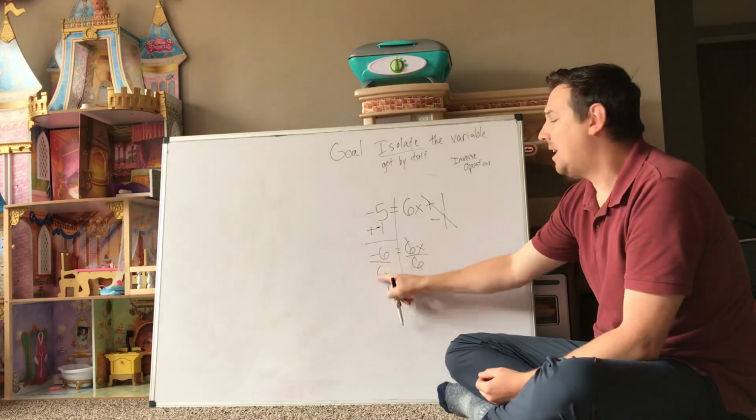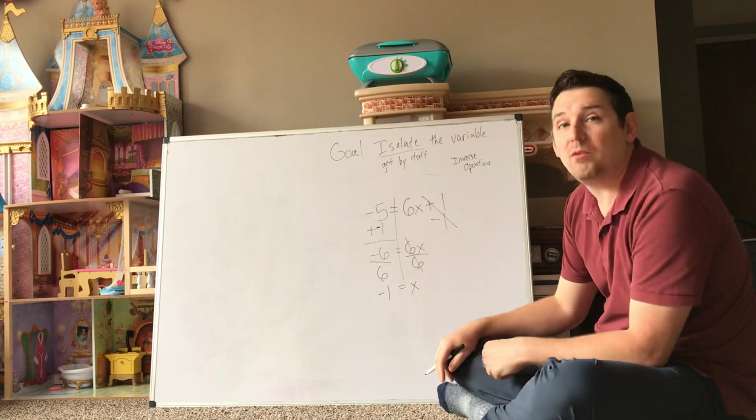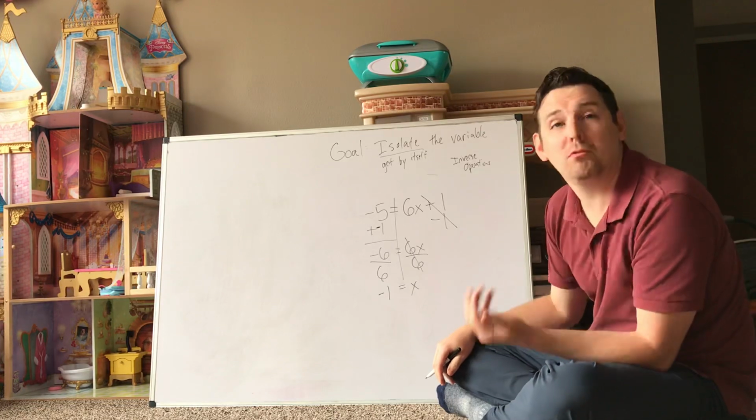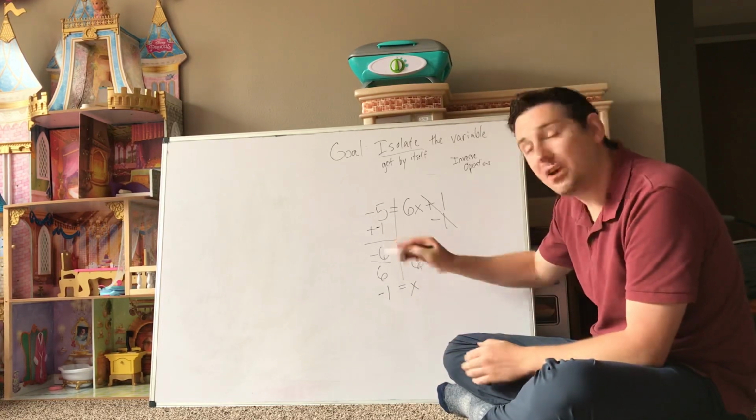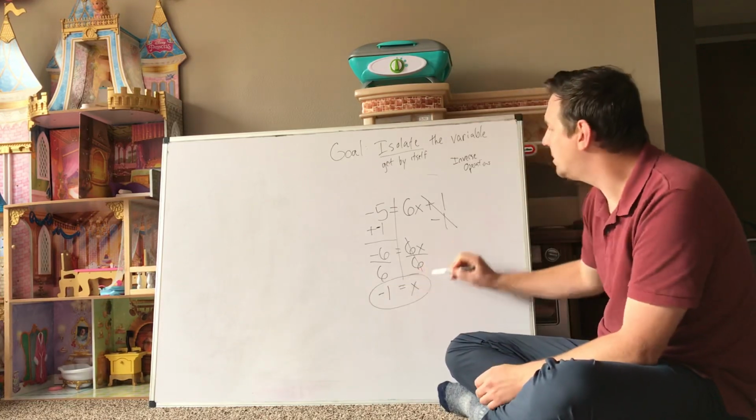Should the answer be positive or negative? It should be a negative because there is one negative. I don't want to go through all the rules, but one negative when you're dividing is a negative answer. We can check our answer here.